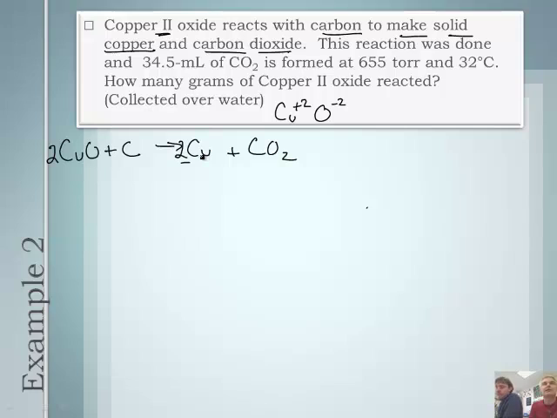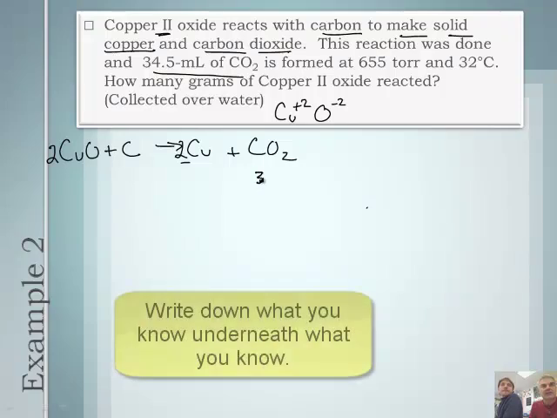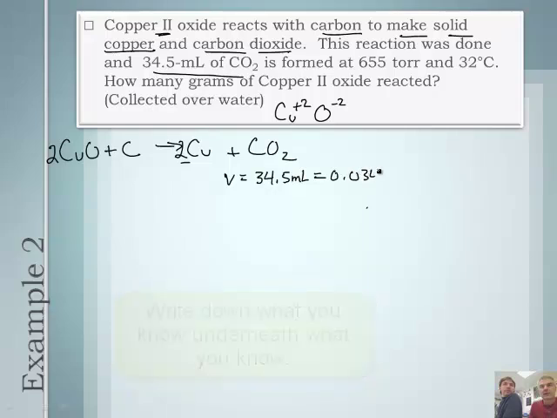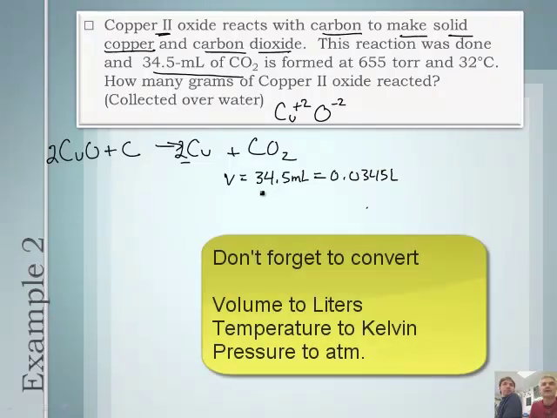There we go. So now what do I know? I have carbon dioxide. I know I have 34.5 milliliters. That's a volume, so let's put a V there. Actually, let's just make it liters right away: 0.0345 liters. Divide by 1,000 in my head.